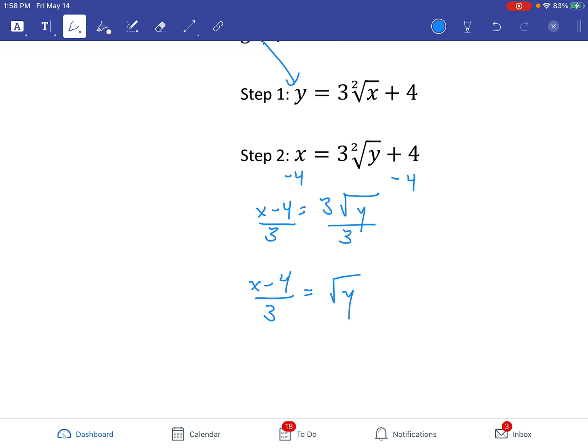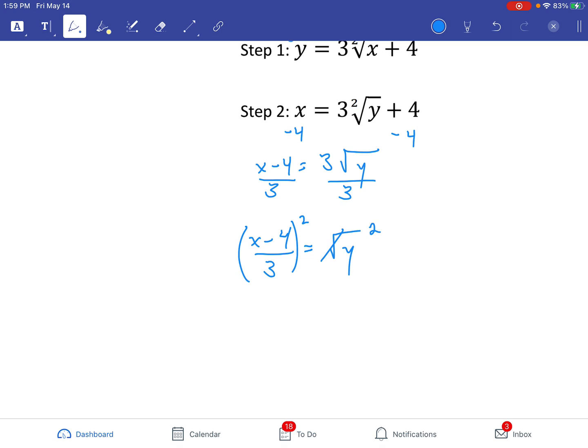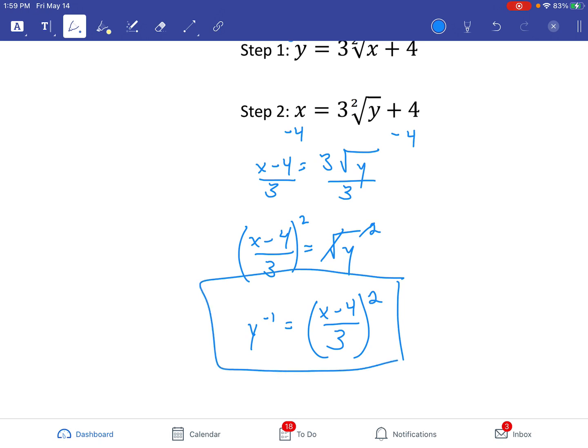All right? And then lastly, to get rid of that square root, we're going to square both sides. We're going to put this left side in parentheses when we square it, though. So the squared and the square root will cancel each other out. We'll have the inverse of y equals x minus 4 divided by 3, all being squared. And that's the answer. All right, that's it.